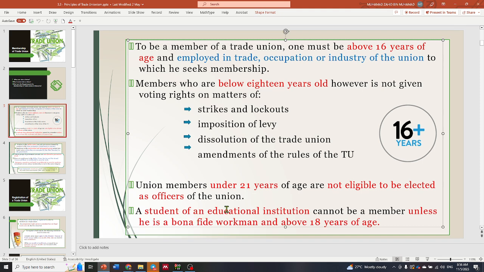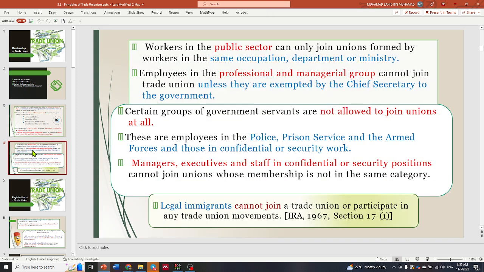Fourth, a student of an educational institution cannot be a member unless he is a bona fide workman and above 18 years of age. Ada kuantum mengikut umur. Nanti saya ceritakan lagi sekali. Workers in the public sector can only join unions formed by workers in the same occupation, department or ministry. Employees in the professional and managerial group cannot join trade union unless they are exempted by the chief secretary of the government. Chief secretary adalah ketua setiausaha. Dalam kes ni adalah KSN lah, ketua setiausaha negara.